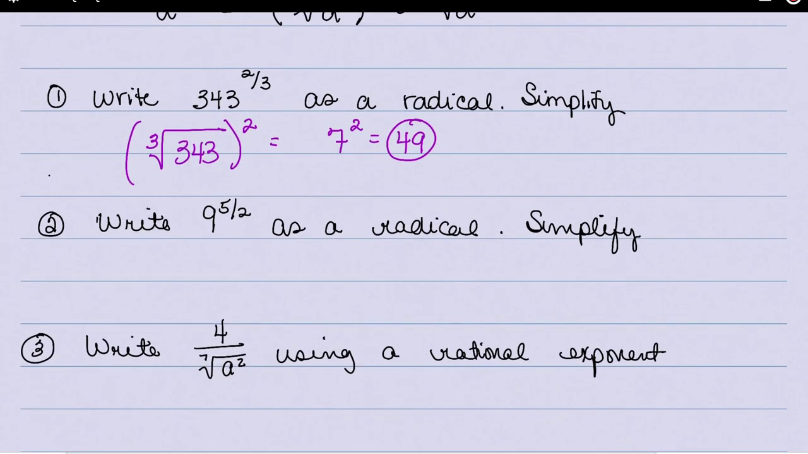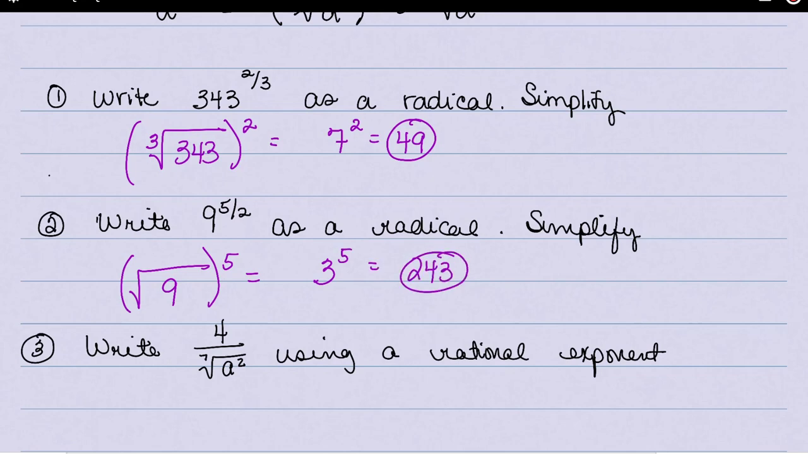Alright, so let's look at another one. Let's look at writing 9 to the 5/2 as a radical. So this is the square root of 9. Notice you don't write a 2 as the second root. It's understood if there's no number there. So the square root of 9 carried to the 5th power. So the square root of 9 is 3. 3 to the 5th is 243.